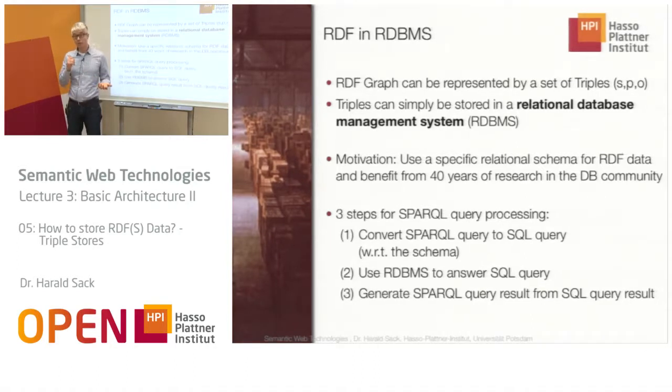The only thing we have to do is, somehow, we have to convert the SPARQL queries that we have formulated into SQL queries with respect to the given schema. On the other hand, we then can make use of the relational database system to answer the SQL query that we have converted. And in the end, we have to generate the SPARQL results from the resulting SQL results. So this is a common way, for example, to implement SPARQL on the basis of relational database technology.